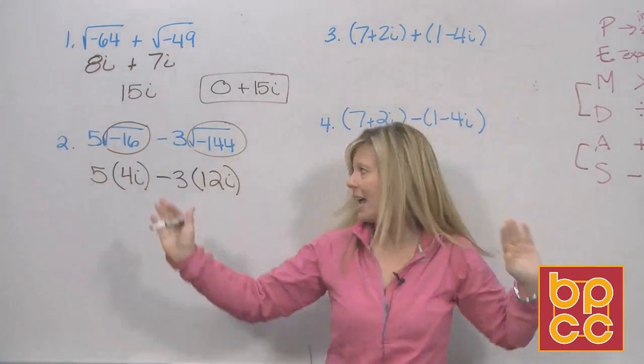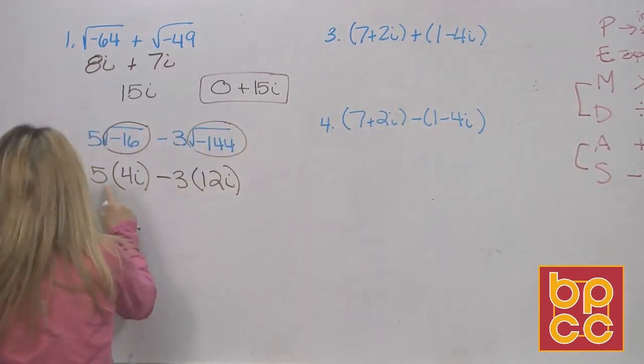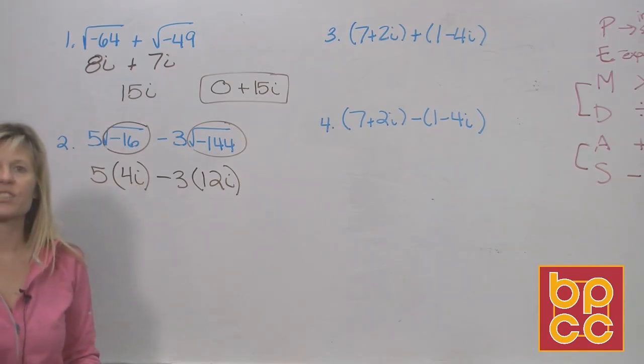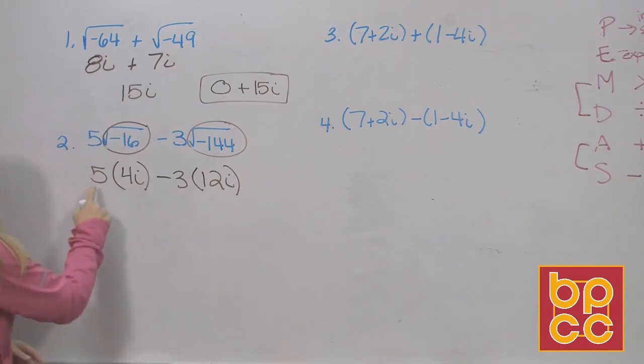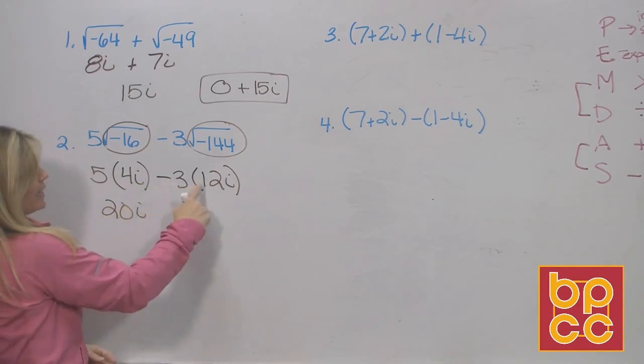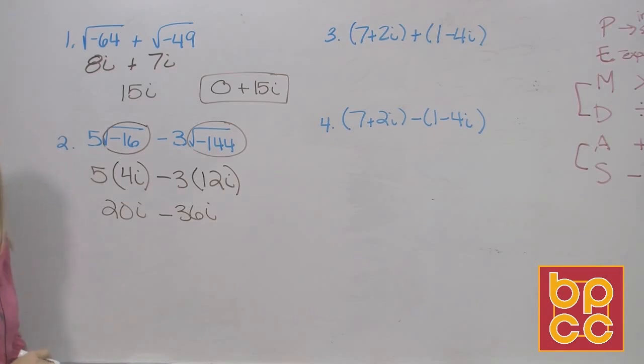Now I do not have any exponents, so the next is, do I have multiply or divide? I sure do. I have multiply. 5 times 4i is the same thing as 5 times 4x. 5 times 4 is 20 with an i. Negative 3 times 12i is negative 36 with an i.